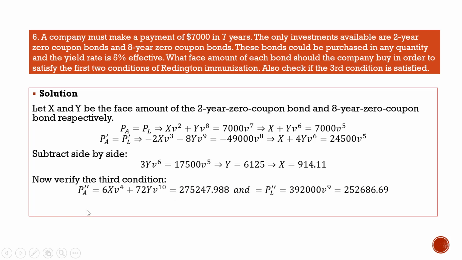Now we verify the third condition. The second derivative of the asset is 6Xv^4 plus 72Yv^10. And this is the same as 275,249.988. And the second derivative of the liability present value is 392,000v^9, which is 252,686.69. So it's clearly shown that the second derivative of assets is greater than the second derivative of the liability, so the third condition is satisfied.